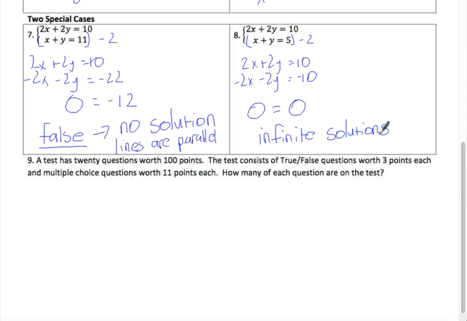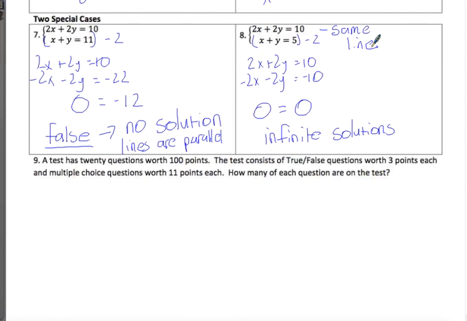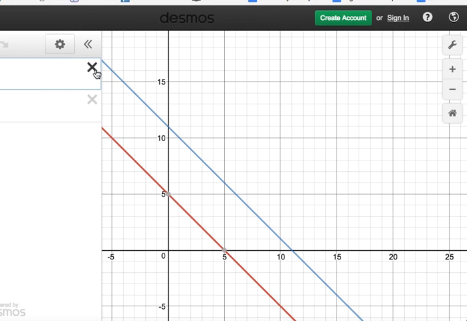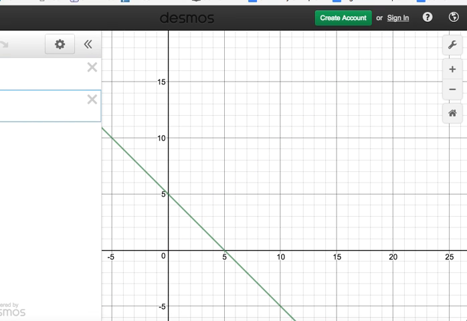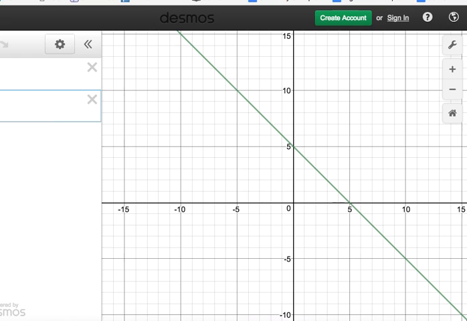And what that means is that these two are actually the same line. And if you graph these on Desmos, 2x plus 2y equals 10, and x plus y equals 5, notice the purple line gets put right on top of the green line. So they're exactly the same line.